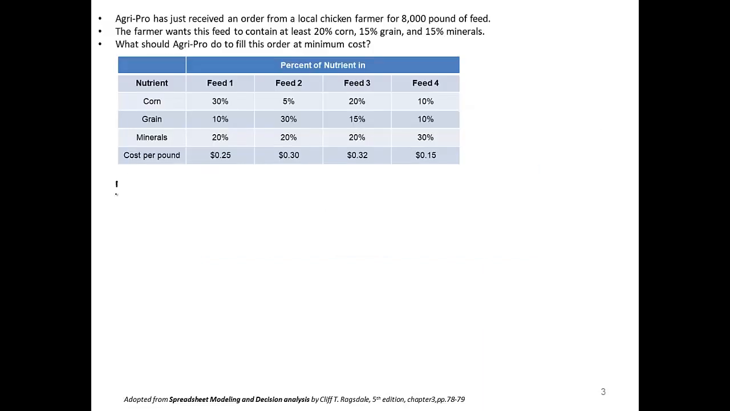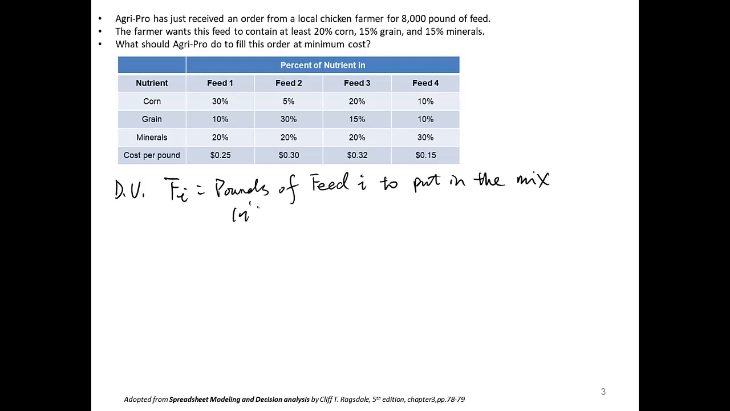So the decision variables will be F1, F2, F3, F4. Okay, so I'll write Fi: pounds of feed i to put in the mix, where i goes from 1 to 4.